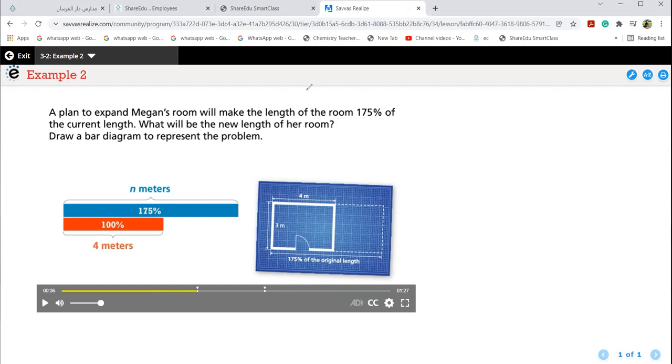Now see, the total is 4 meters. The new length you don't know. Okay? And then how much percentage do you need? Do you need 100%? No. You need 175%. Okay? So let us see how it is. Still, if you don't get it, I will explain, don't worry.